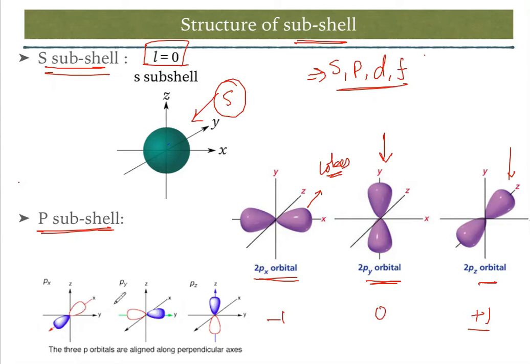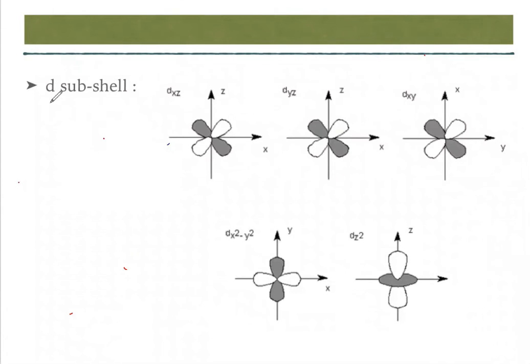Here is another picture. This is also Px, this is Py and Pz. So next we'll talk about the D subshell. The D subshell has 5 degenerate orbitals.